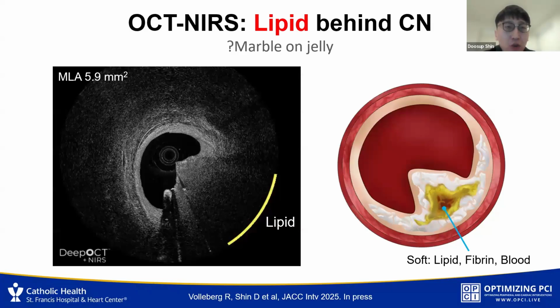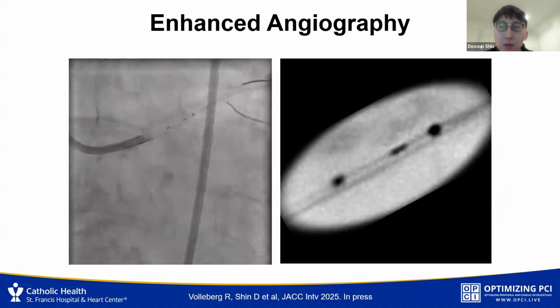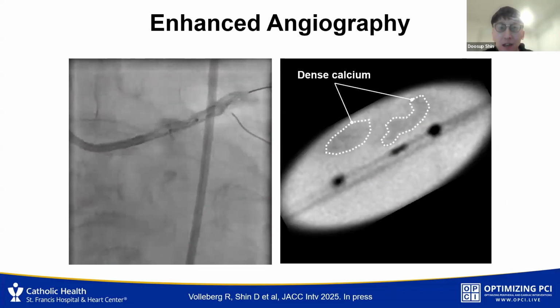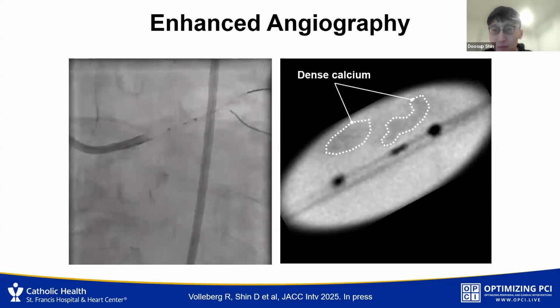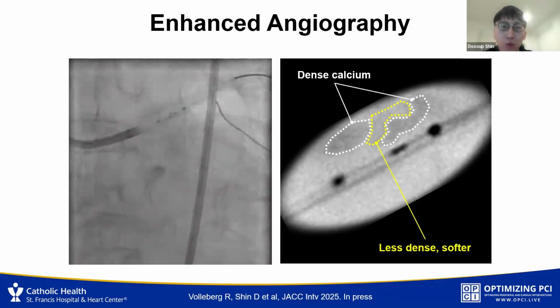In this case, we used the OCT NIRS, and we found the non-eruptive calcified nodule, but behind it there was a lipid signal. We interpreted this as a marble on jelly configuration, suggesting that softer material, such as lipid, was present within the nodule itself. And in fact, the enhanced angiography also suggests that there's a dense calcium interspersed with the less dense area in the yellow circle, suggesting the area of lower calcium density within the nodule.